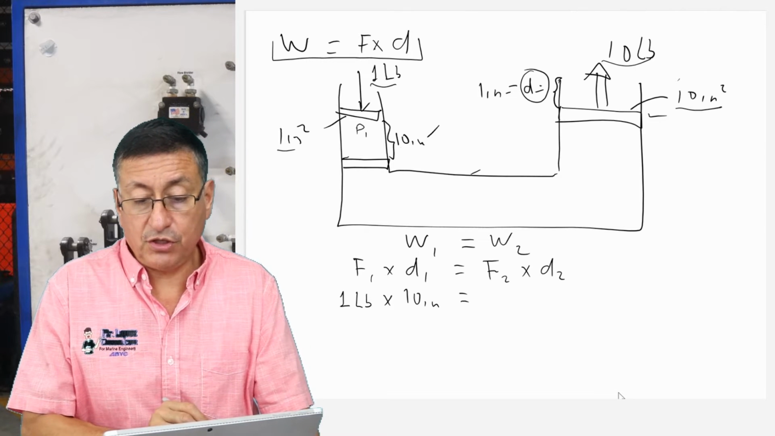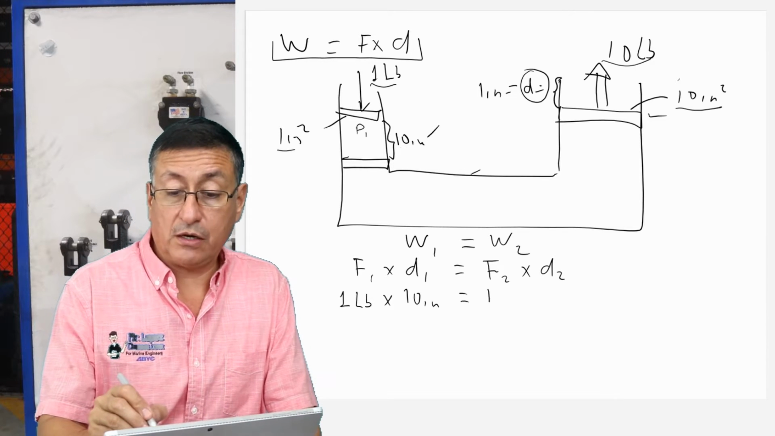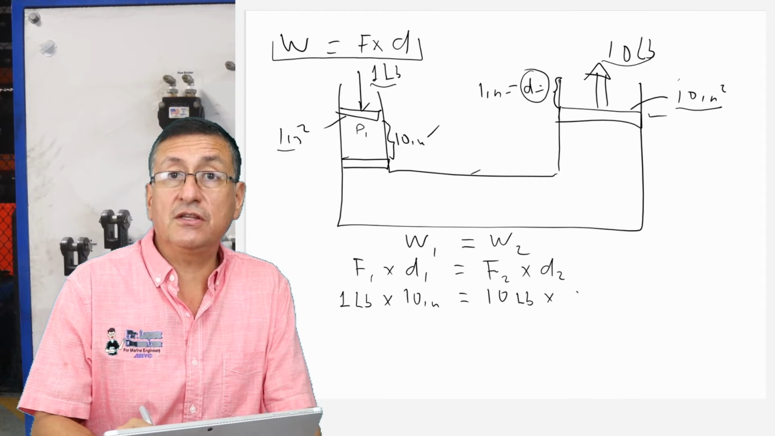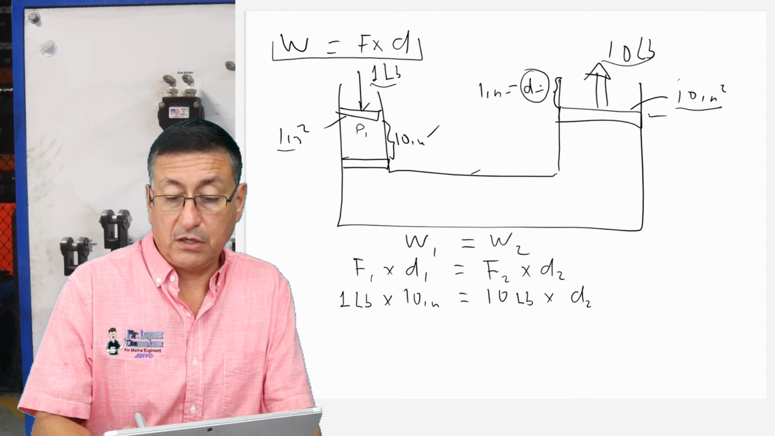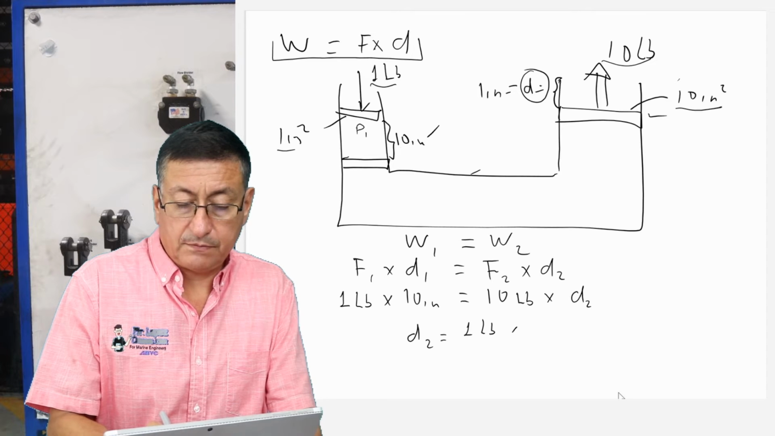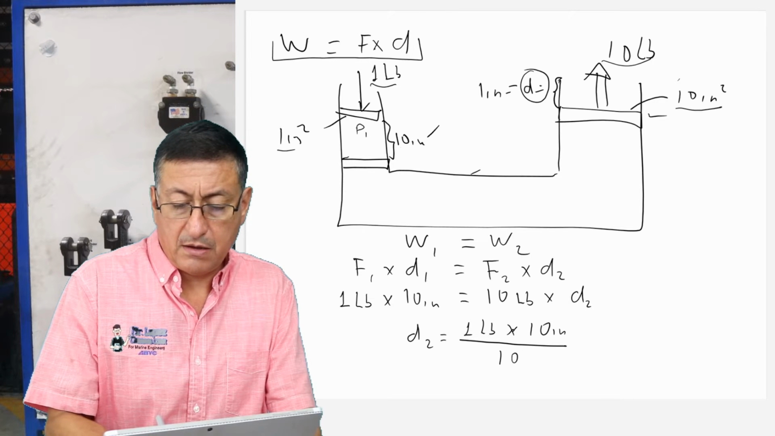And what about the second position? How much is the force number 2? We calculated previously, it is 10 pounds. And how much is the distance number 2? This is the $1 million question in this particular example. The distance number 2 is 1 pound times 10 inches divided by 10 pounds. Pounds with pounds, bye-bye, and 10 with 10, bye-bye, and the distance number 2 is 1 inch.